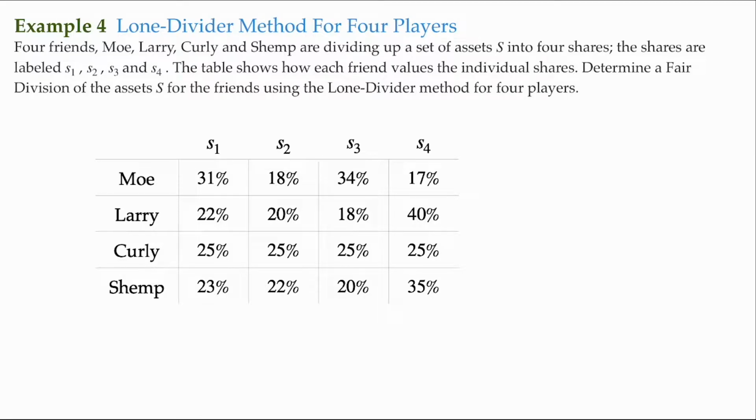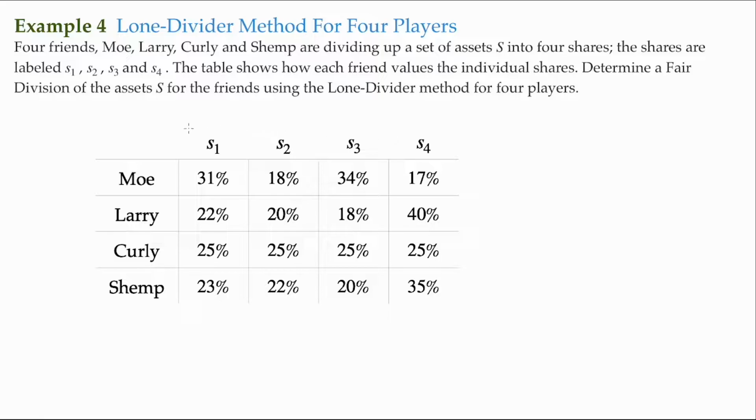Again, we continue this example with the lone divider method for 4 players. The same scenario, it says 4 friends, Mo, Larry, Curly, and Shemp, are dividing up a set of assets S into 4 shares. The shares are labeled S sub 1, S sub 2, S sub 3, and S sub 4, shares 1, 2, 3, and 4. The table shows how each friend values the individual shares. Determine a fair division of the assets S for the friends using the lone divider method for the 4 players.